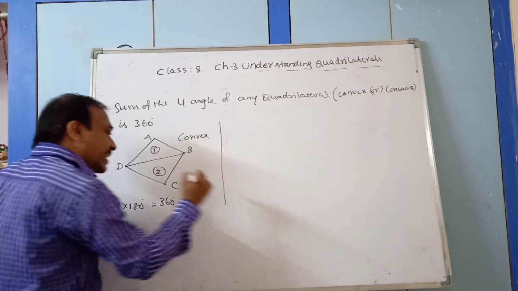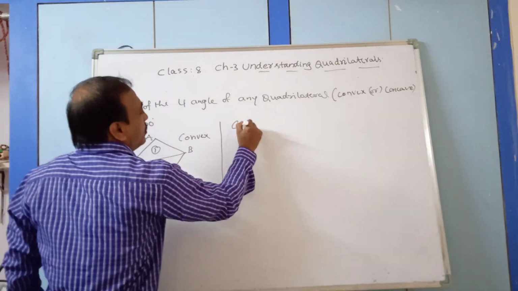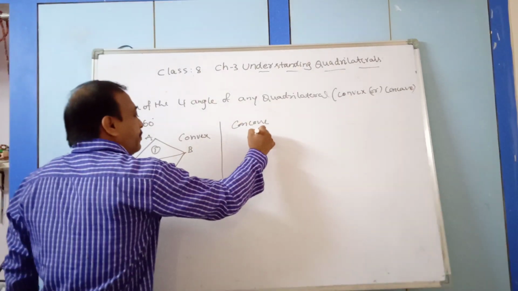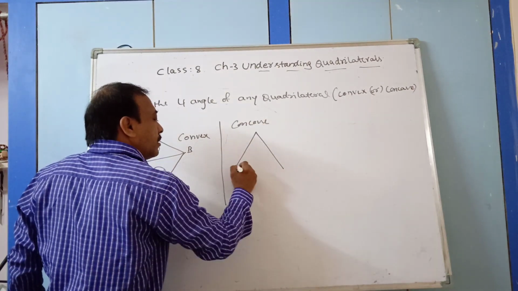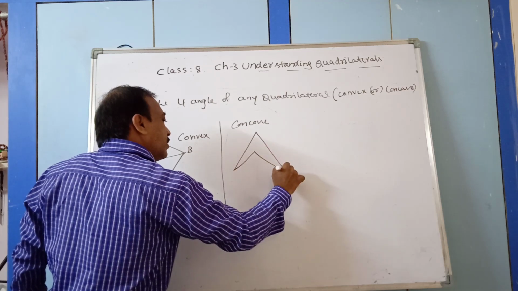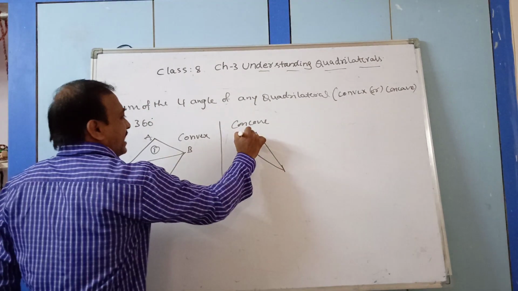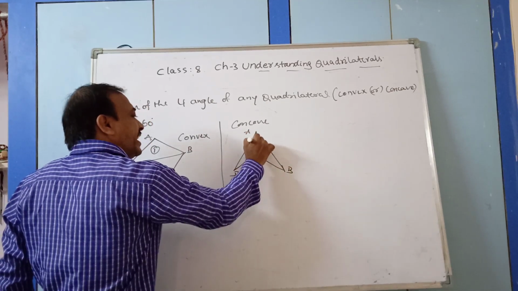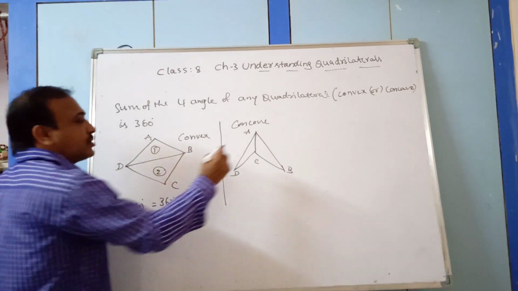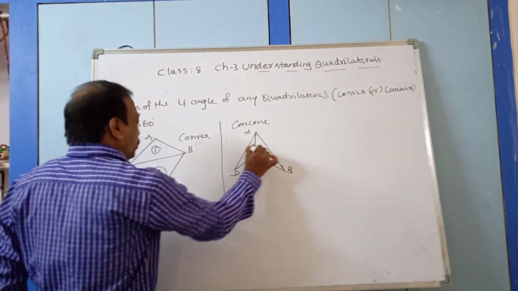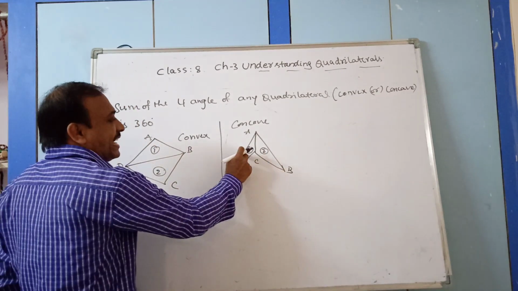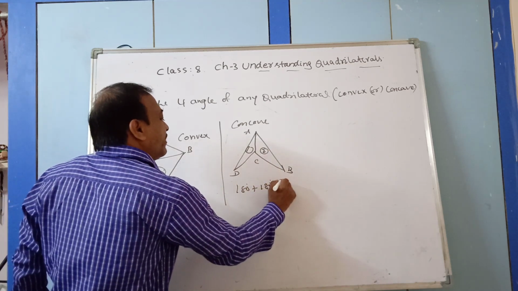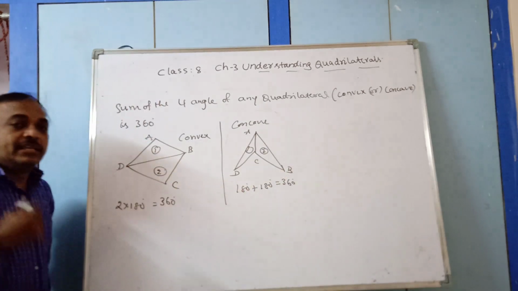Now if you take a concave quadrilateral, in this also you can name it A, B, C, D. Join here. How many triangles are you getting? Two triangles. This is 1 and 2. The sum of the angles in this triangle and in this triangle is 180 plus 180, which will give you 360 degrees.